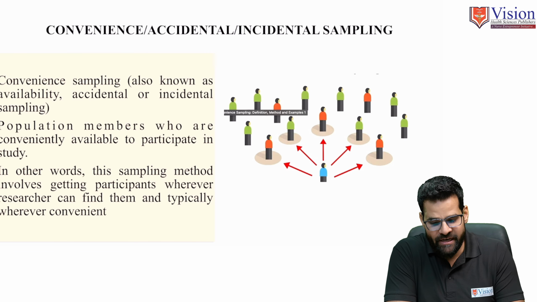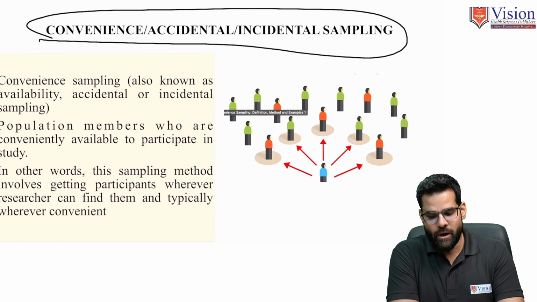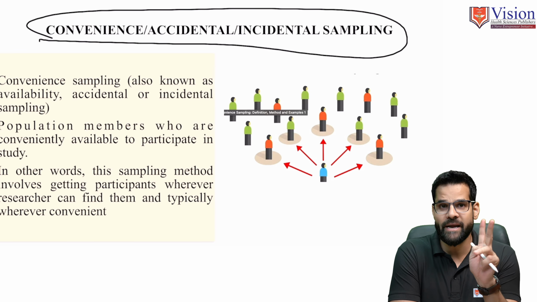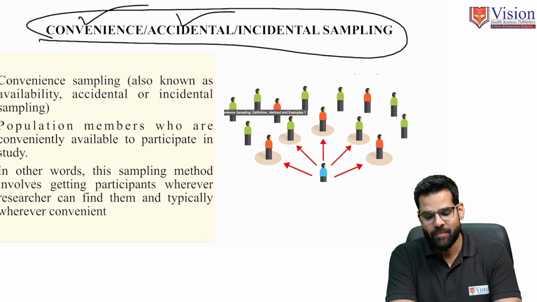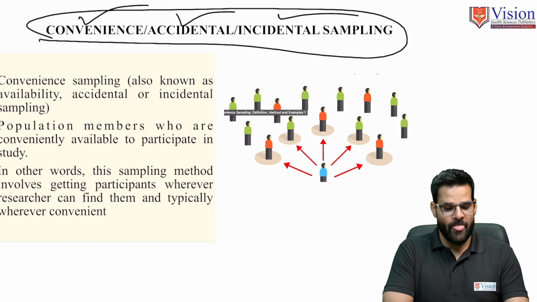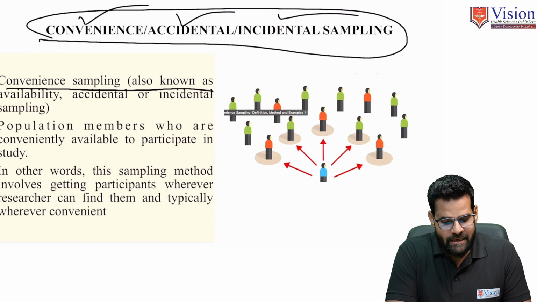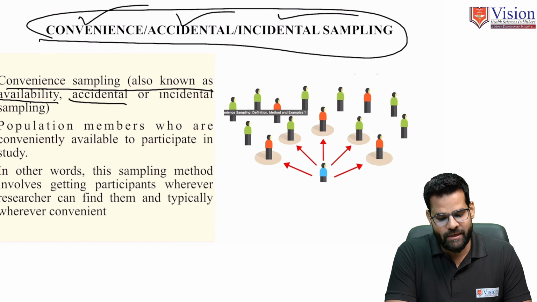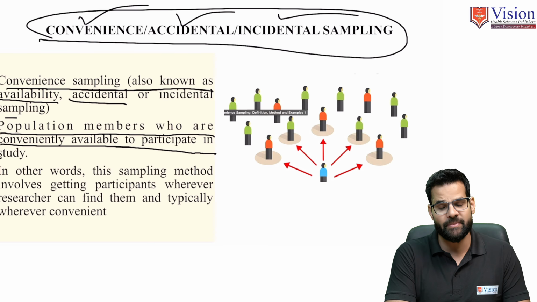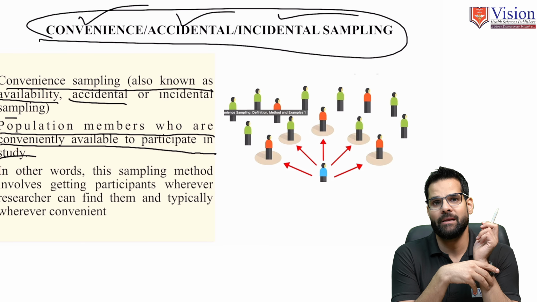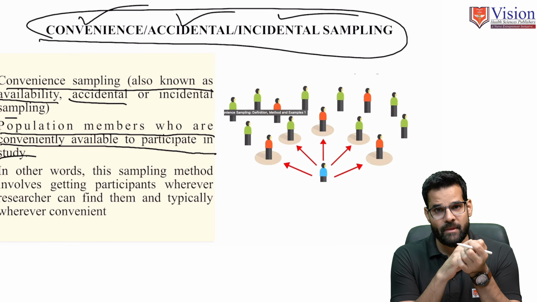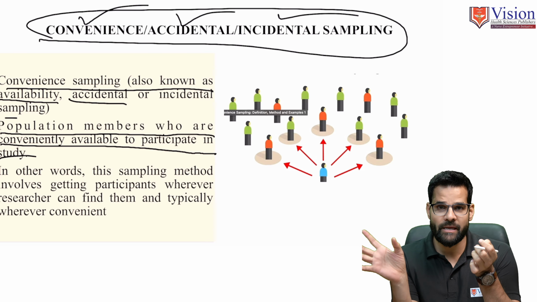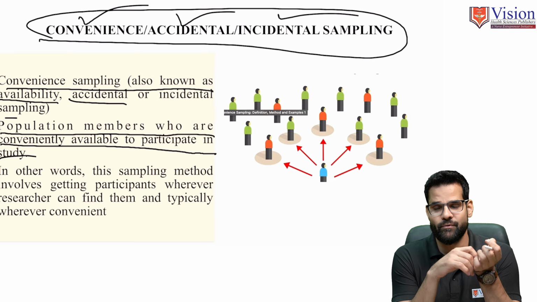Next, about convenient sampling or accidental sampling, or another name is incidental sampling. How many names are there? Three names. Either you call it convenient sampling, accidental sampling, or incidental sampling. Convenient sampling, also known as availability sampling, involves population members who are conveniently available to participate in the study. For example, you want to study the experience of nursing students in a particular college. You go to a library, and those who are easily available sitting there, you interview them, you select them for your research.